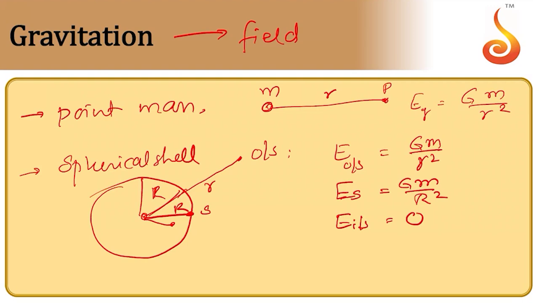So, if we try to plot a graph of this gravitational field versus distance, it's something like this. Remember, it is always directed towards the center, so I am going to show it here. This corresponds to the radius. So up to the surface it remains 0, and outside it goes on decreasing as per the 1 by r square relation.